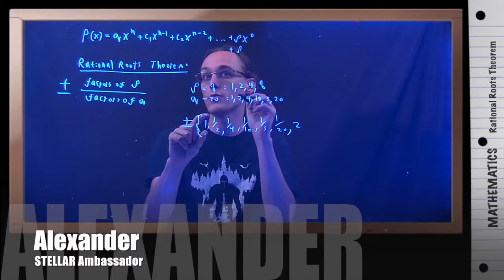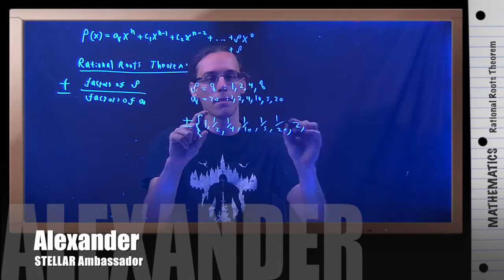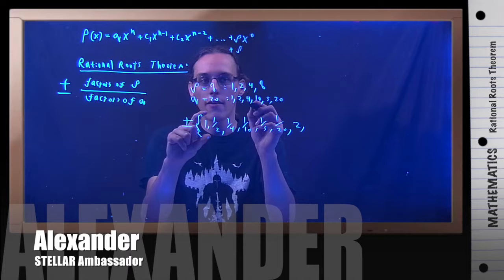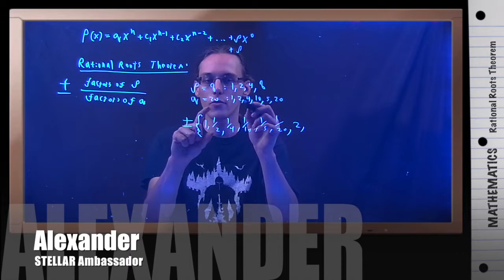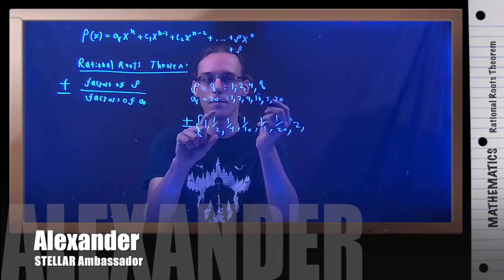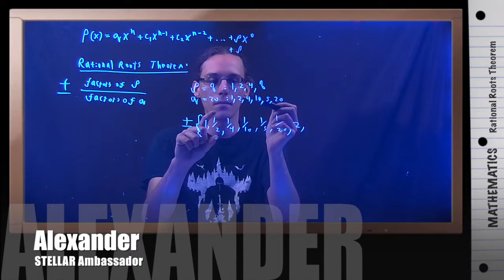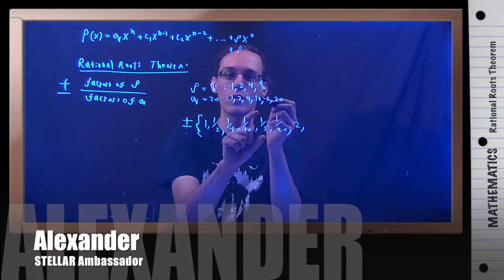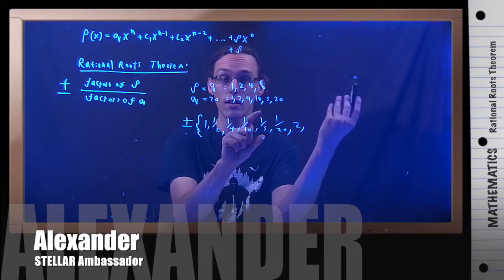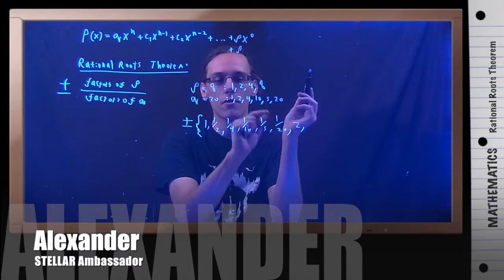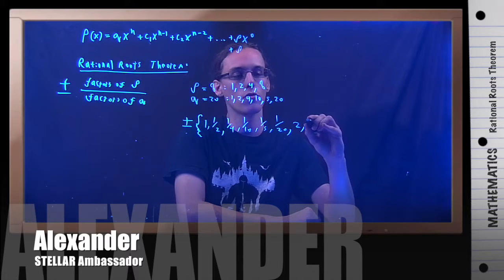So you do not need to list repeats. So I skip that. 2 over 4, I've also already got that. 2 over 4 is 1/2, so I don't need that either. Okay, 2 over 10, well, 2 over 10 reduces to 1/5. I've already got that as well, so I'm not going to list it. 2 over 5, okay, now that I don't have, so I'll put it 2 over 5.